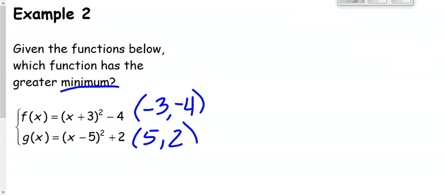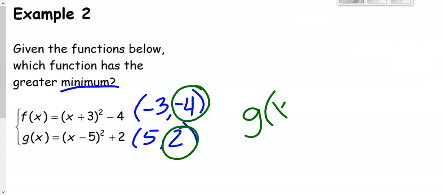So think about when you're talking about a maximum or minimum value, and we did this a few lessons ago, what value is actually the minimum? Is it your x value or your y value? We're usually talking about the height of the function, which would be your y value. So we are comparing a minimum of -4 and a minimum of +2. So which function, f of x or g of x, has the greater minimum? Since 2 is greater than -4, g of x has the greater minimum.